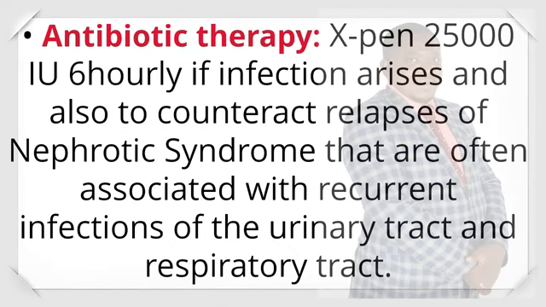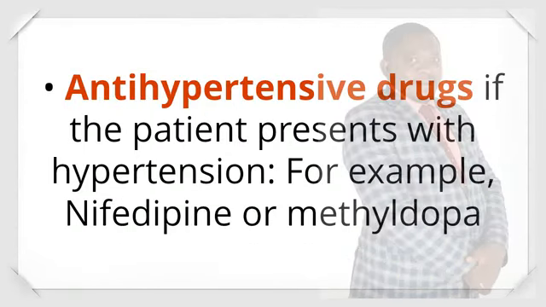Antibiotic therapy. X-pen 25,000 IU 6 hourly if infection arises, and also to counteract relapses of nephrotic syndrome that are often associated with recurrent infections of the urinary tract and respiratory tract. Antihypertensive drugs if the patient presents with hypertension, for example, nifedipine or methyldopa.